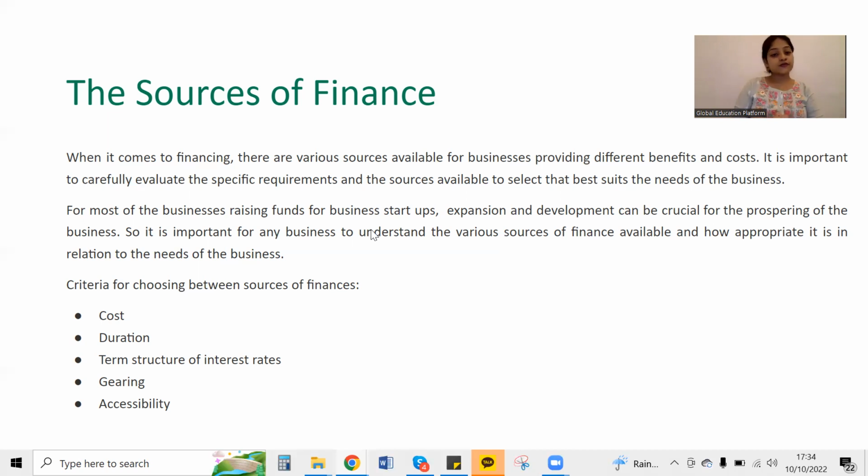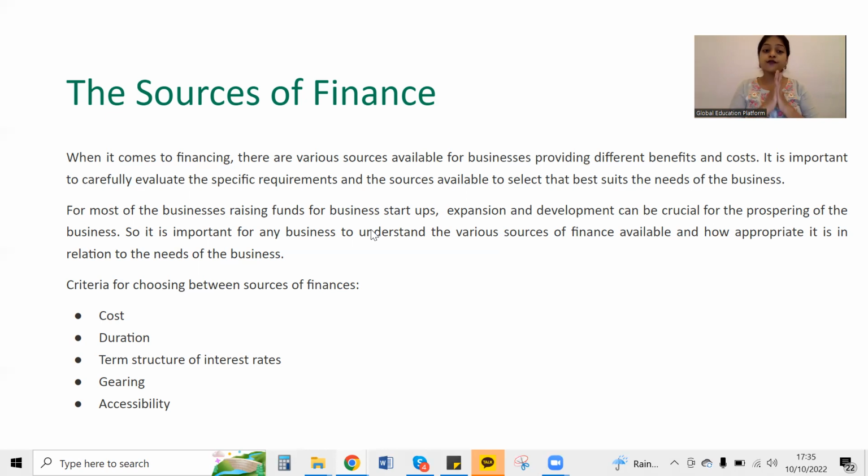For most businesses, raising funds for startups, expansion, and development can be crucial for the prospering of the business. It's a crucial factor, because when it comes to loans in businesses, or even if you are trying to get a loan from a friend, it's not really easy, because they would always try to evaluate your strength of paying it back. I'm not just talking about financial institutions, but even if you go and ask your friends or family, they're going to analyze the same thing, whether you are a person who would repay it, right? So it's very important in that sense.